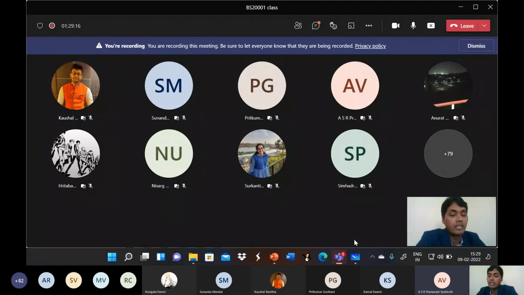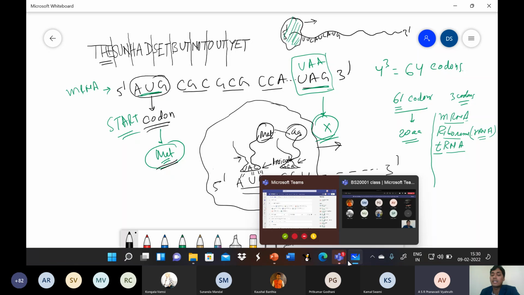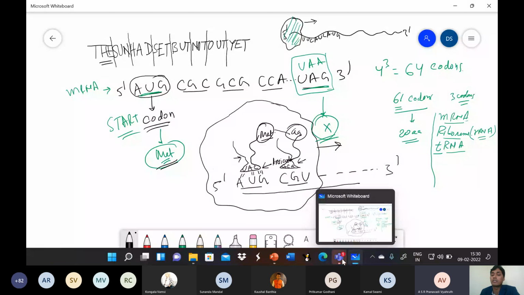tRNA, transfer RNA. tRNA are also called adapters, because in tRNA, like in this case, see here, through one portion, it recognizes the particular codon. On the other side, it is bringing an amino acid. So it acts as an adapter molecule.